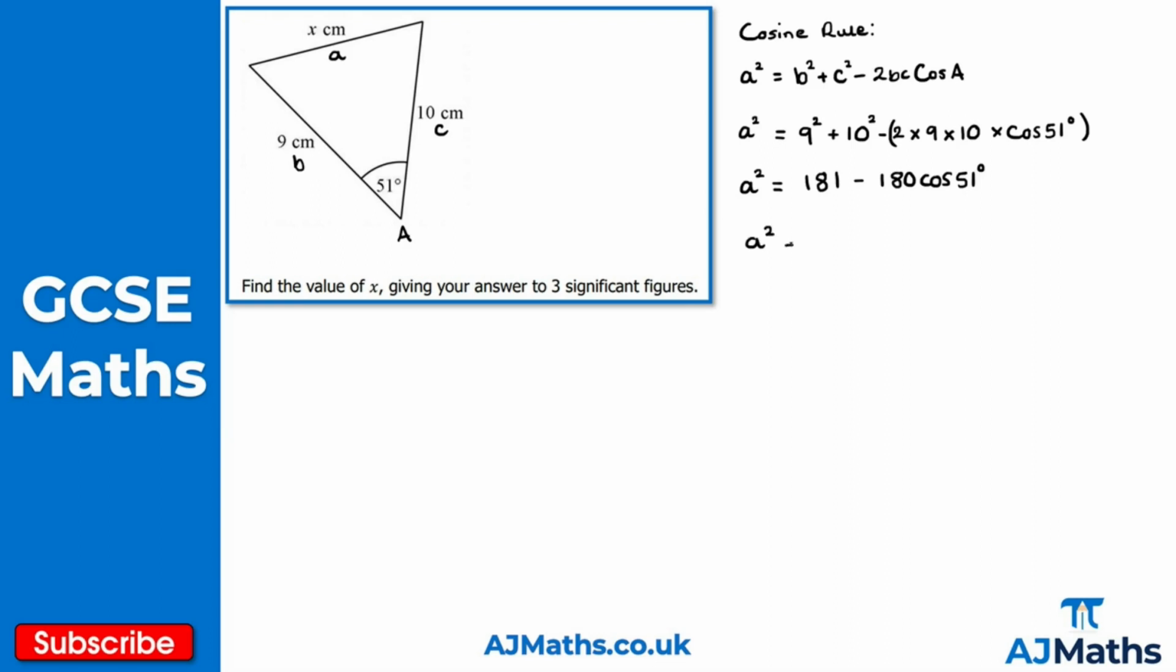So for a squared here, what I'm going to get then is 67.7223 and so on, and this keeps going on. Obviously, we just want a here, so I now need to take the square root of both sides. So a is equal to the square root of this number here, and in that case then, if we make sure that we give our answer to 3 significant figures here, we get 8.23 there. Okay, don't forget we're working in centimeters here, so we're going to get 8.23 centimeters.